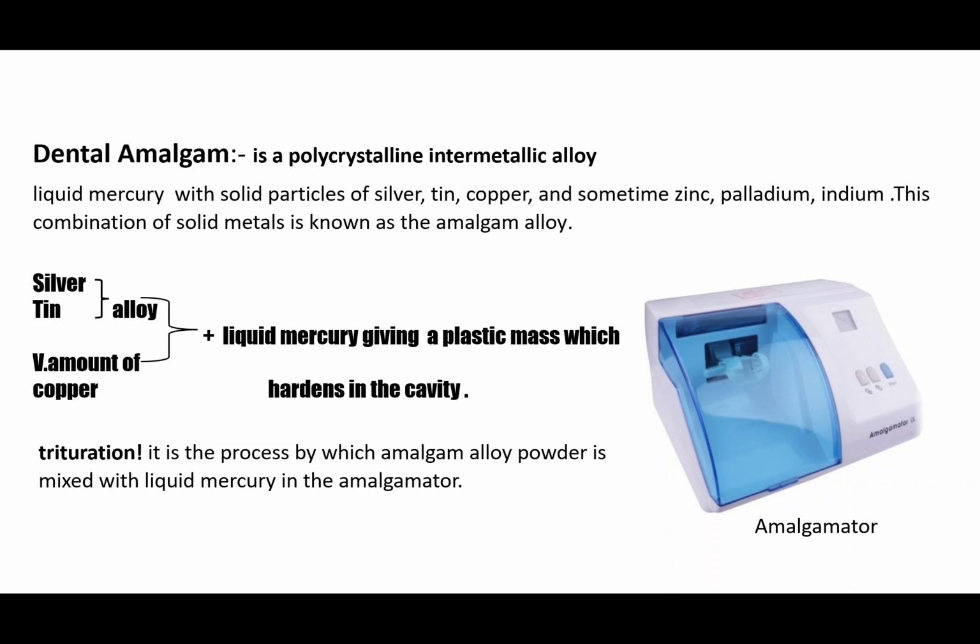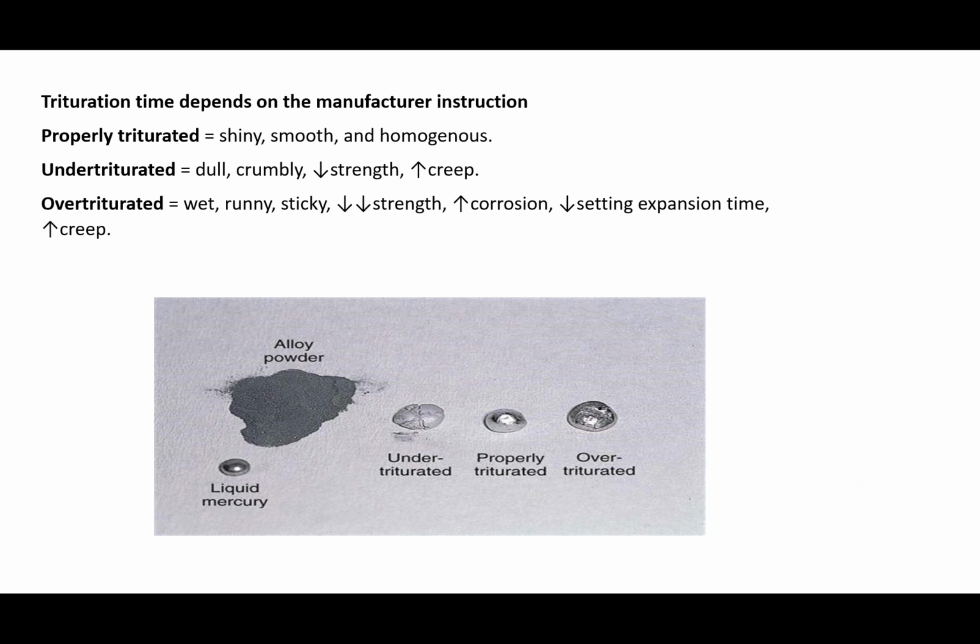The process by which amalgam alloy powder is mixed with the liquid mercury is known as trituration. It's done by an amalgamator, for mechanical mixing; hand mixing is not used anymore. Trituration time, or mixing time, depends on the manufacturer's instructions. The properly mixed amalgam will appear shiny, smooth, and homogeneous.